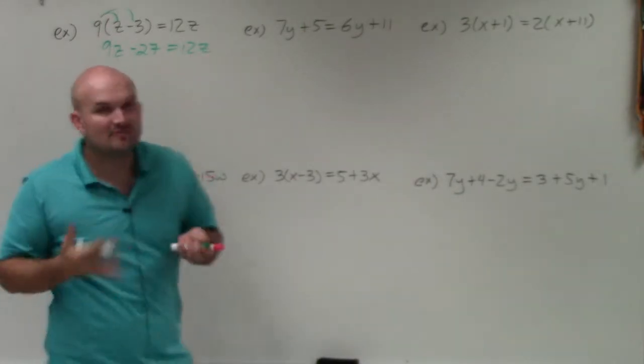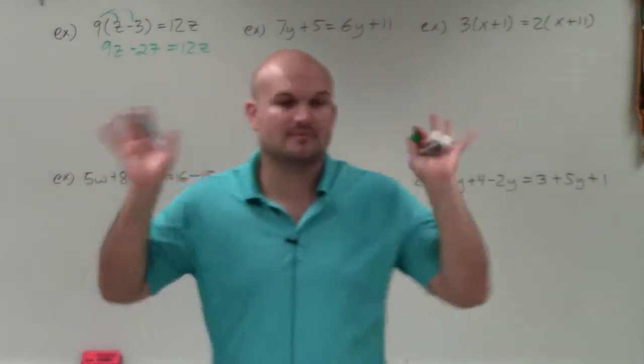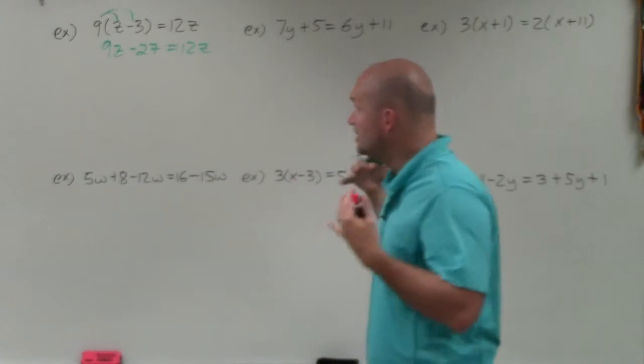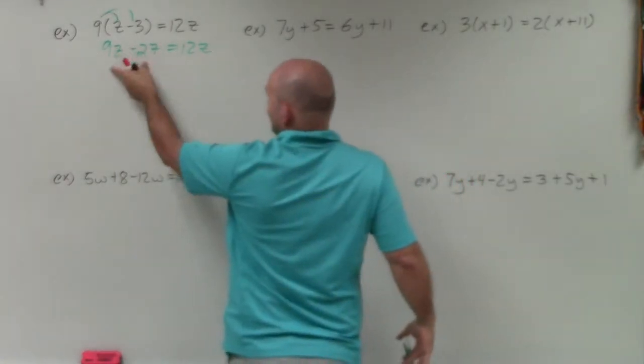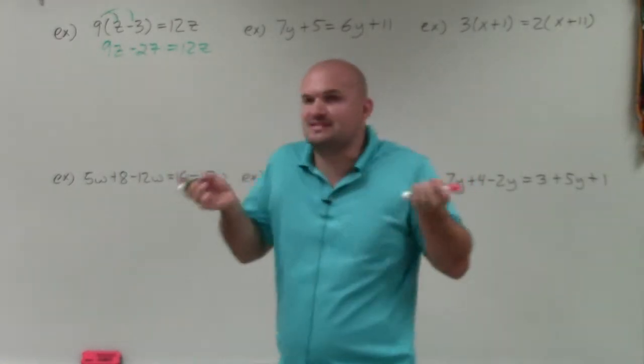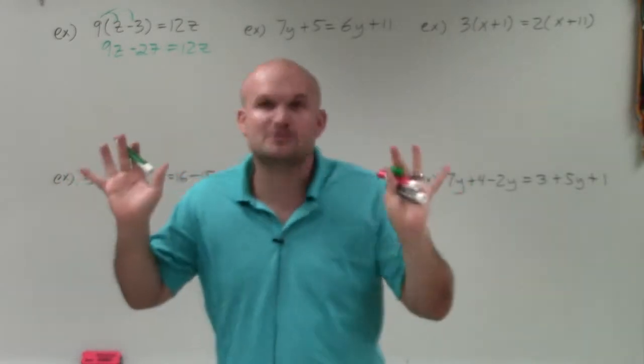Now I cannot simplify the equations any further, right? So you simplify it where I cannot simplify the left side nor the right side. So you want to simplify down so you can't simplify the left or right side anymore.